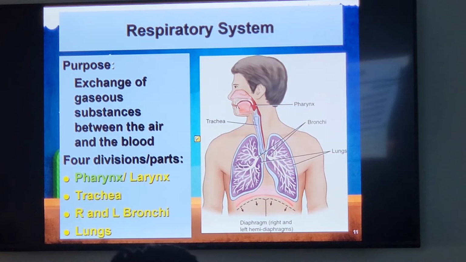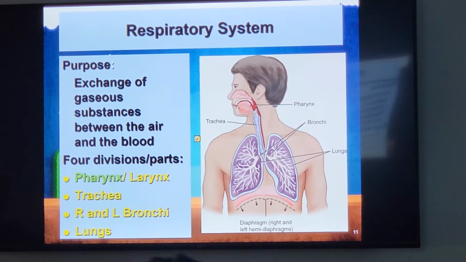So what's the singular of bronchi? There's a right and there's a left, two, one going to each side. This is the plural, right? So what's the singular word for it, sir? Bronchus.